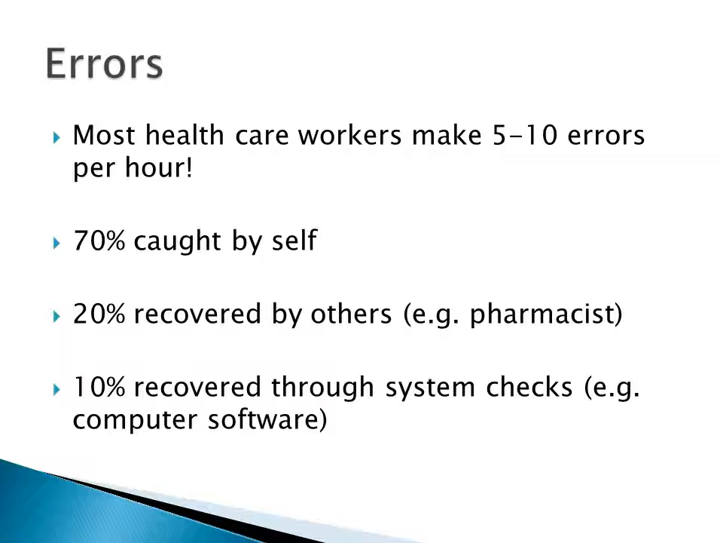And another percentage are recovered by system checks, such as the computer software. If you have electronic health records, you know that sometimes they'll pop up and say, danger, danger, you can't give this medication, or this person is allergic. So these are all ways that we catch errors. So the vast majority of errors never happen. They are just things that started, but we catch them at some point. I'm going to show you a slide in a few minutes about how we catch them.